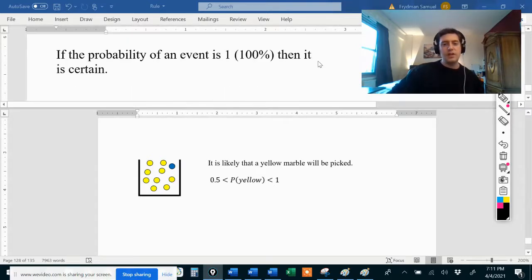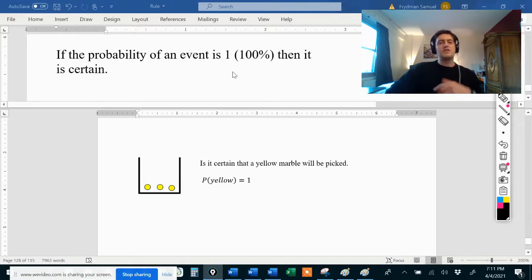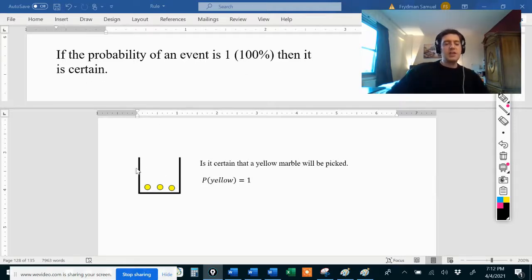Okay, so let's move on to the last definition here, the definition of something being certain. If the probability of an event is 1, or as a percent 100%, then it is certain. You can see here I have another box with some marbles, but now all of the marbles are yellow. So if I close my eyes and reach my hand into that box, I'm definitely going to pick a yellow marble. It's not just probable, it's not just likely, it is certain. It must happen that way because there are only yellow marbles in that box. So it is certain that a yellow marble will be picked, and in this case, the probability of picking a yellow marble is equal to 1. It is certain to happen.